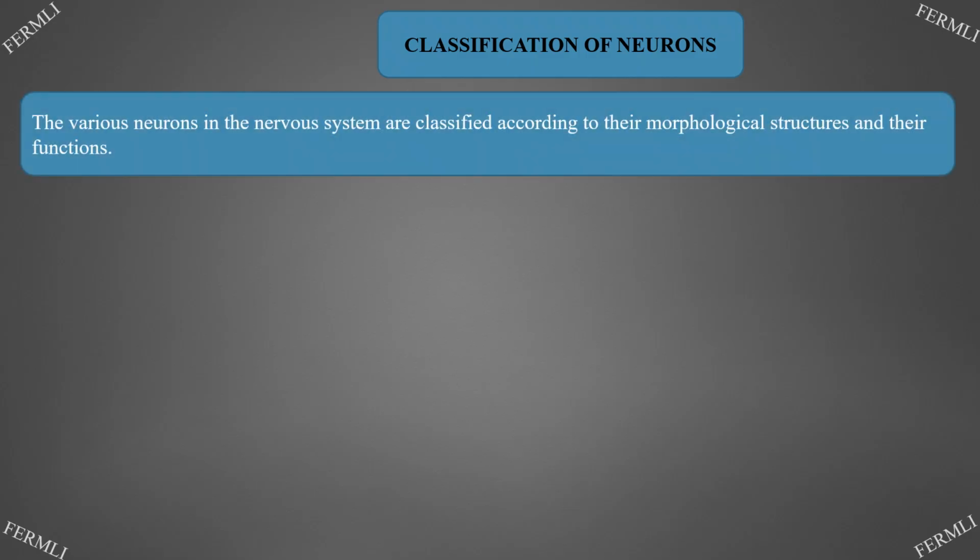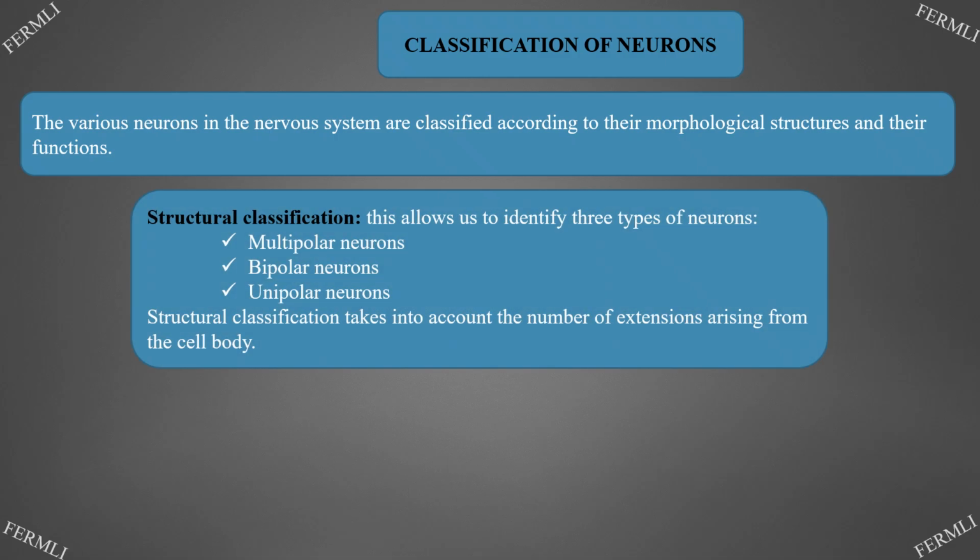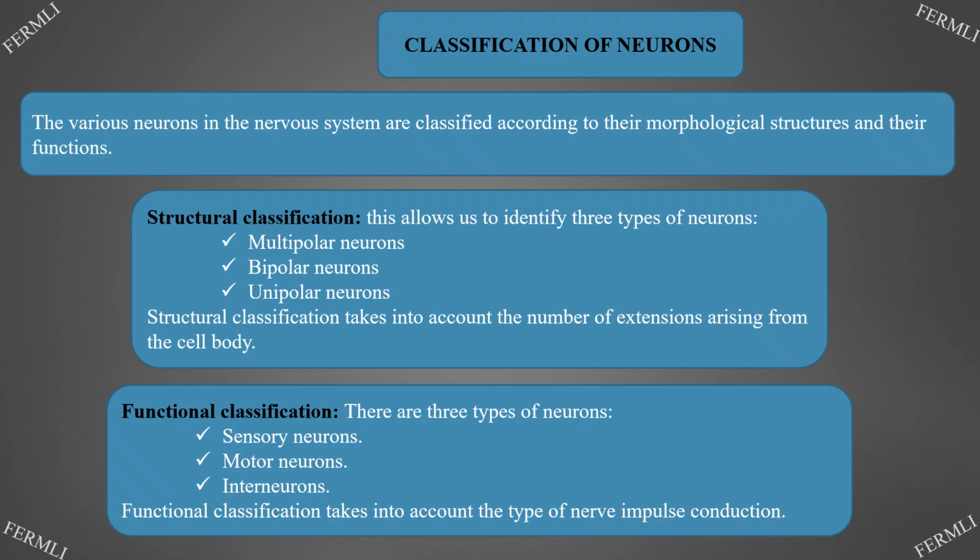Classification of neurons. The various neurons in the nervous system are classified according to their morphological structures and their functions. Structural classification. This allows us to identify three types of neurons: multipolar neurons, bipolar neurons, unipolar neurons. Structural classification takes into account the number of extensions arising from the cell body. Functional classification. There are three types of neurons: sensory neurons, motor neurons, interneurons. Functional classification takes into account the type of nerve impulse conduction.